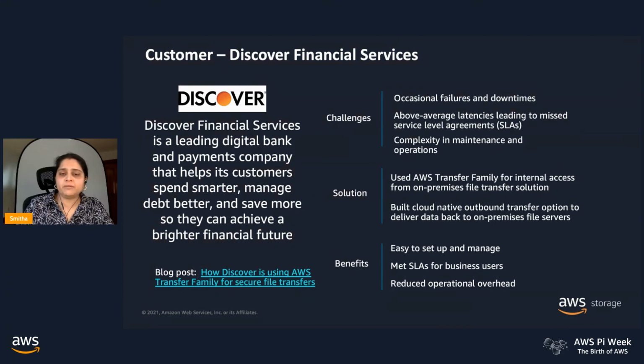When they moved to AWS Transfer Family as a solution for their file transfer, so that they could run their file transfers both inbound and outbound in AWS, they were able to experience quite a few benefits. First, it was easy for them to set up and manage. They were able to meet those SLAs, which was really important with their business users. And they reduced a lot of the operational overhead.